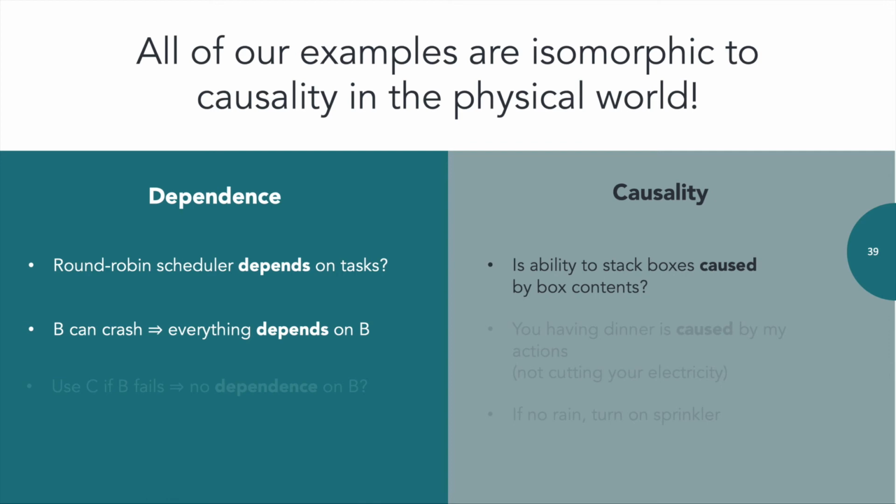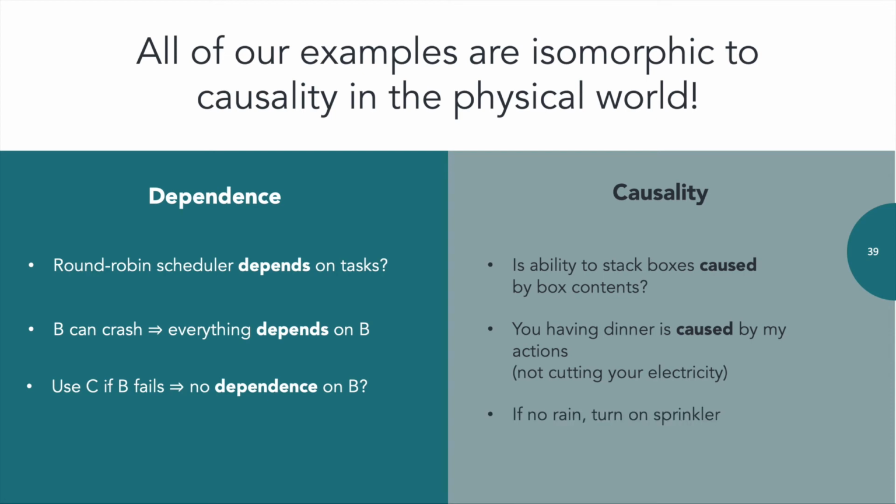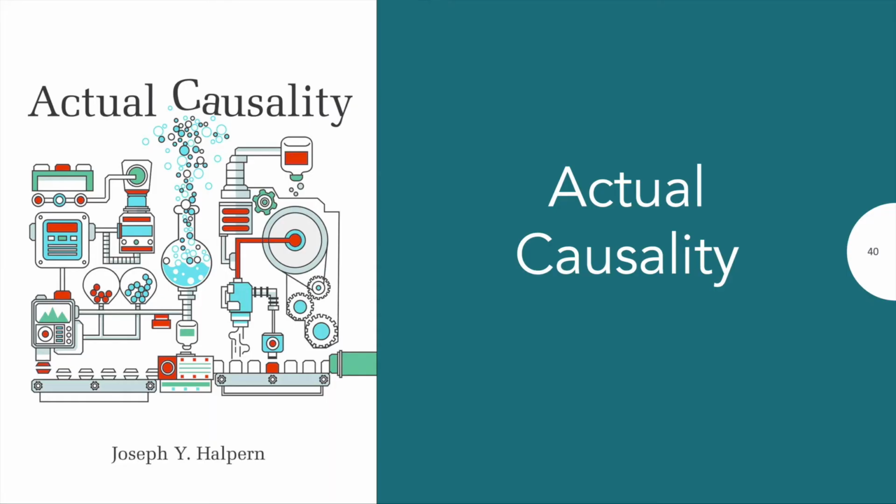Everything depends on something that may crash. It's like saying that you just sitting there watching this recording is caused by my decision to not cut your electricity. I affect everything you do. And of course, the fallback puzzle is isomorphic to the sprinkler.